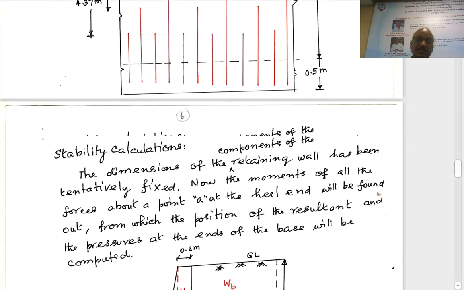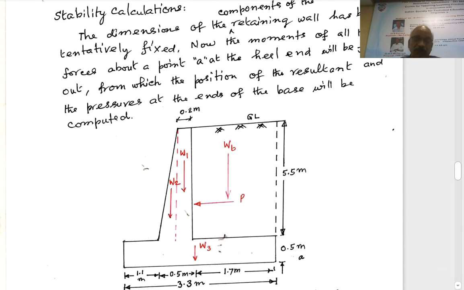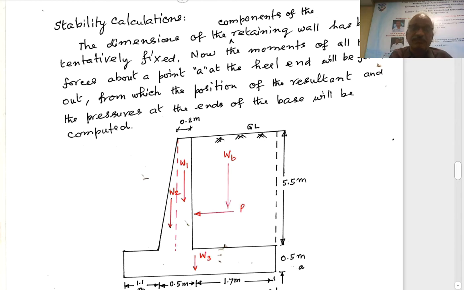Right. Now next is the stability calculation. After completing the design of the stem, before designing the toe slab or heel slab, we have to check the stability of the wall.